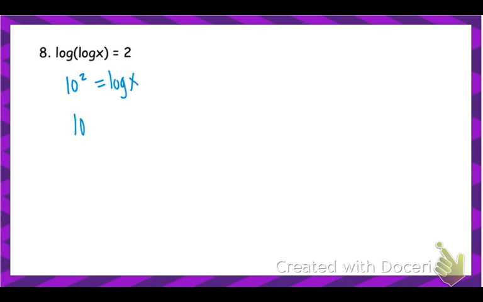At this point, it's a pretty simple equation to solve. And you end up with 10 to the 100th power is equal to x. Now, 10 to the 100th power, you can just leave it in that form. That's not something you'd be able to evaluate with a calculator. It'll probably give you an overflow error.